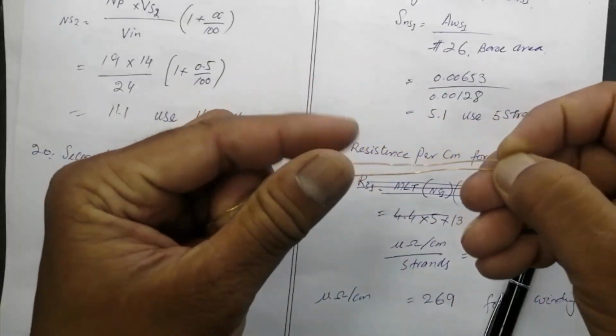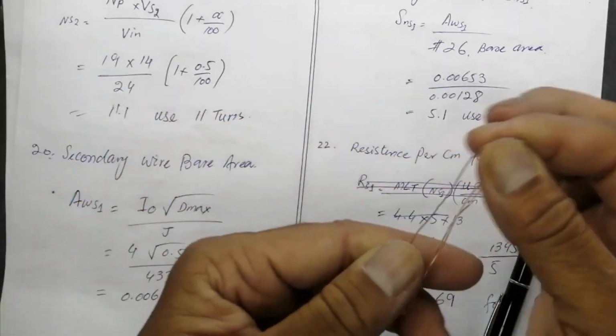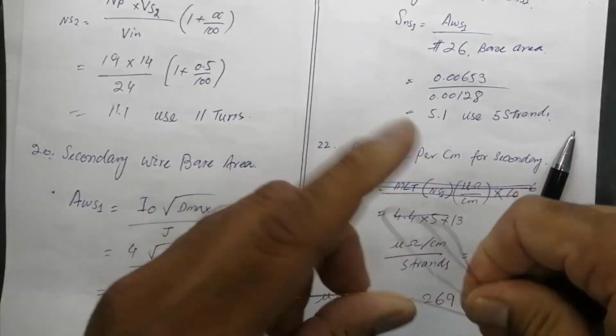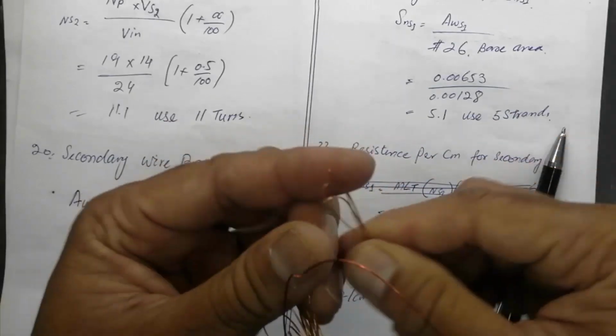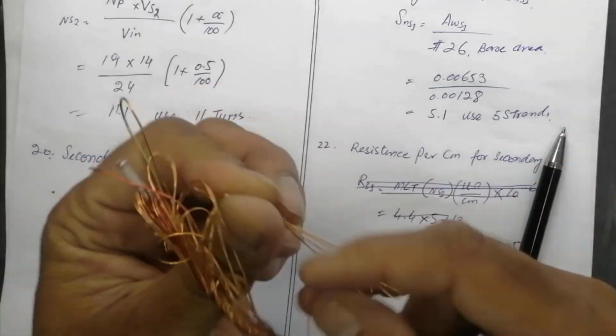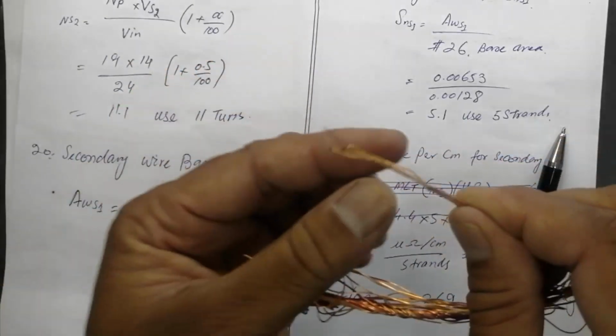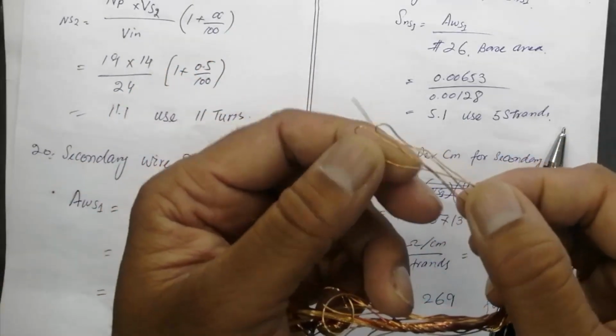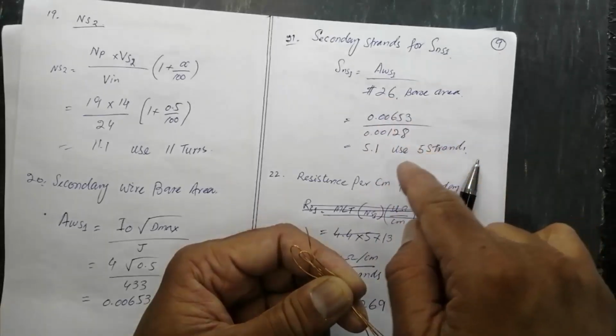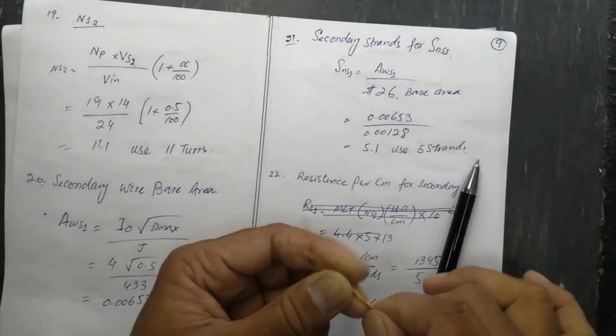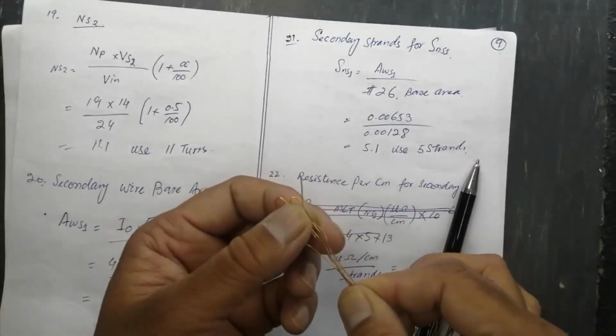2, 3, 4, 5. So we have to use 5 wires in parallel for winding the 5 volt, 4 ampere winding.